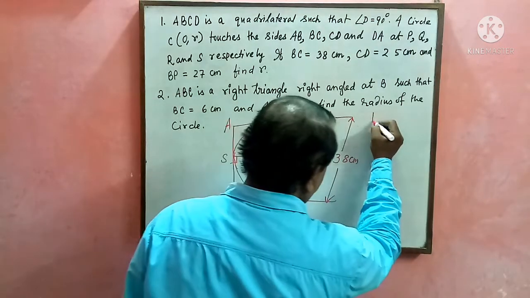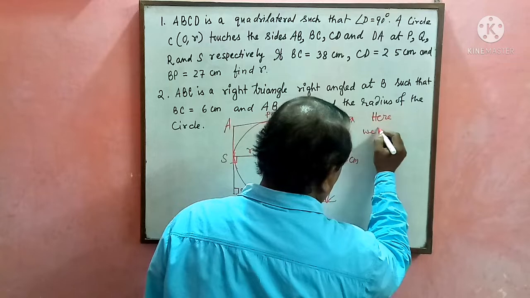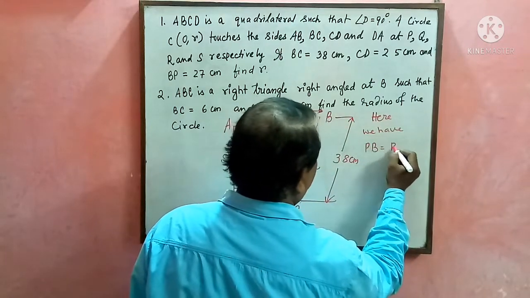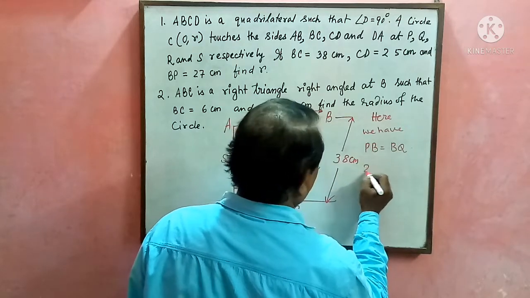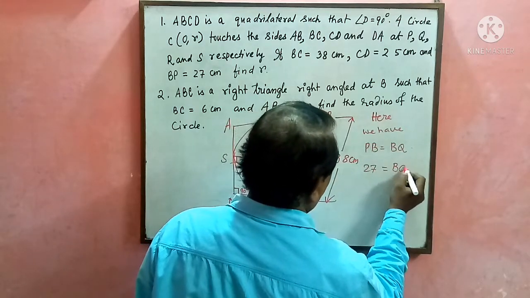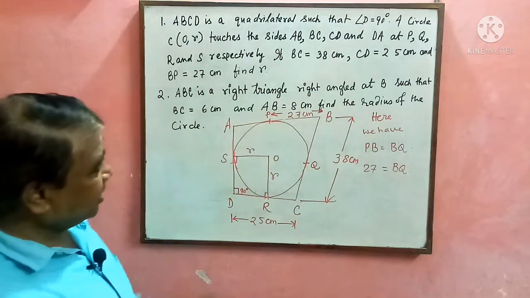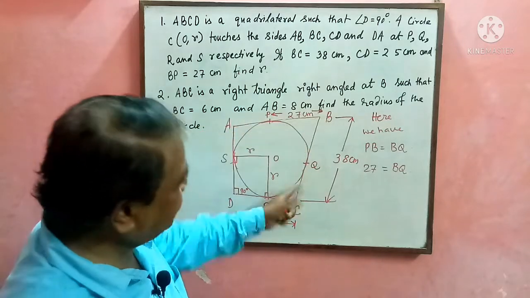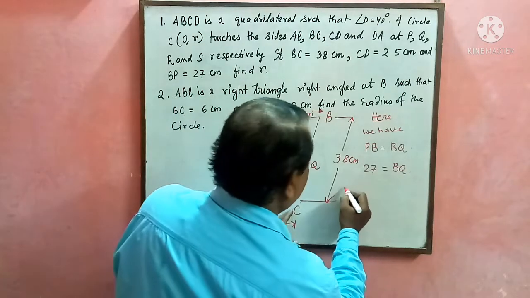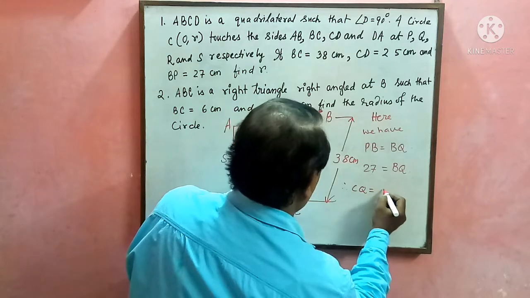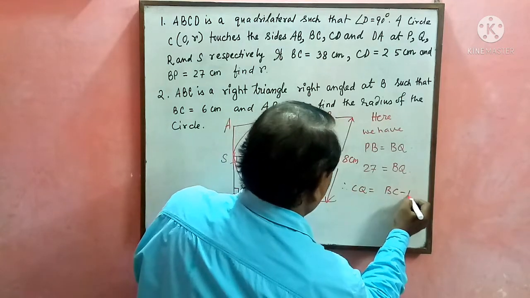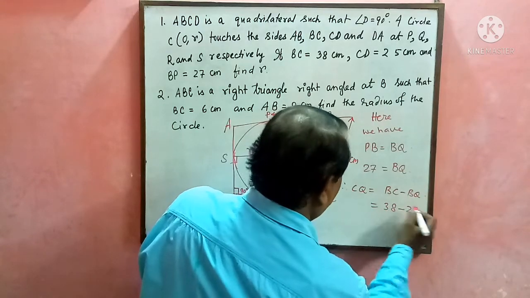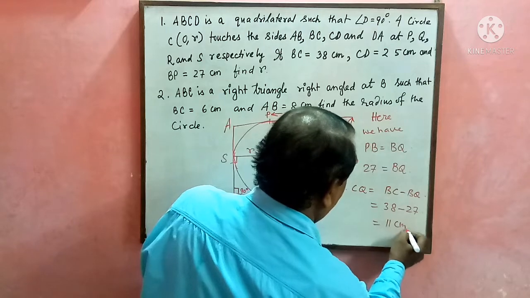Here we have PB is equal to BQ. So PB is 27, so BQ is also 27 centimeter. Now you see, PB, BQ is 27, then CQ is what? Therefore CQ is BC minus BQ, and that is 38 minus 27, 11 centimeter, right?